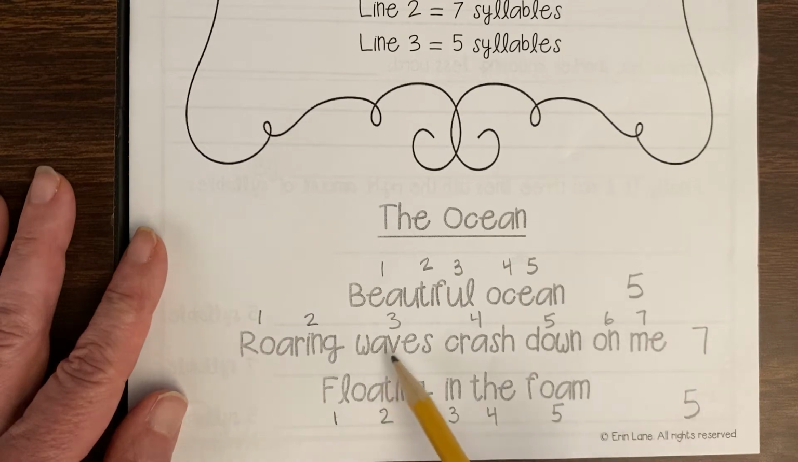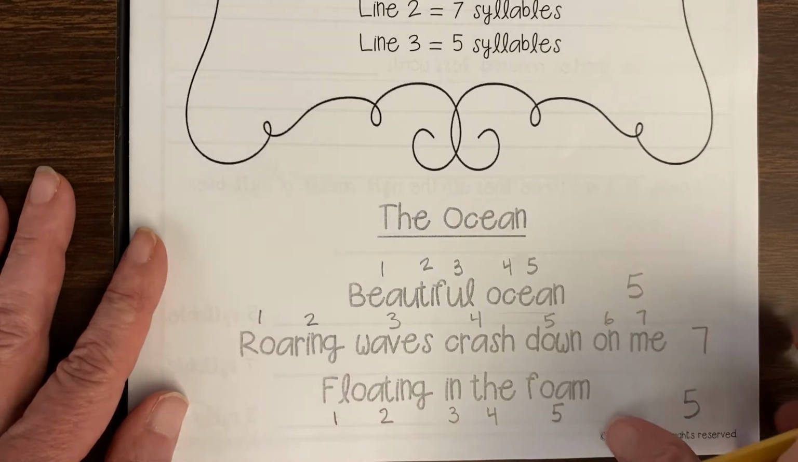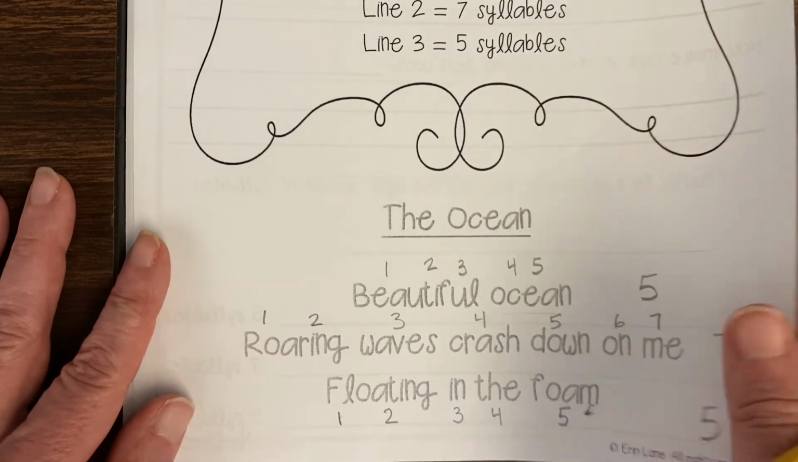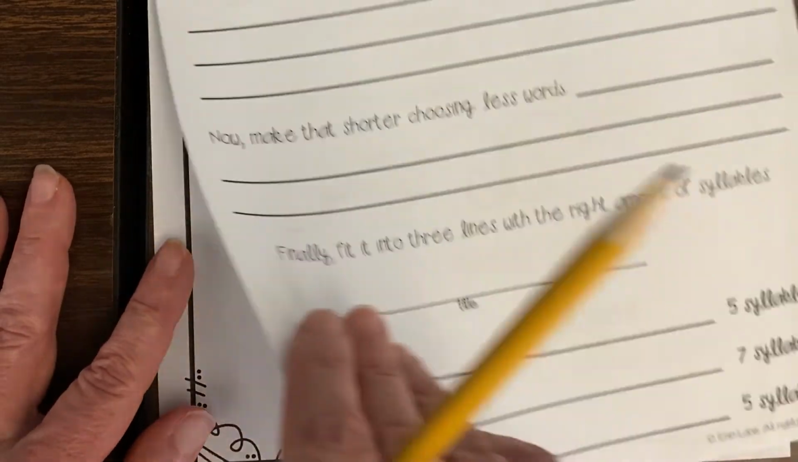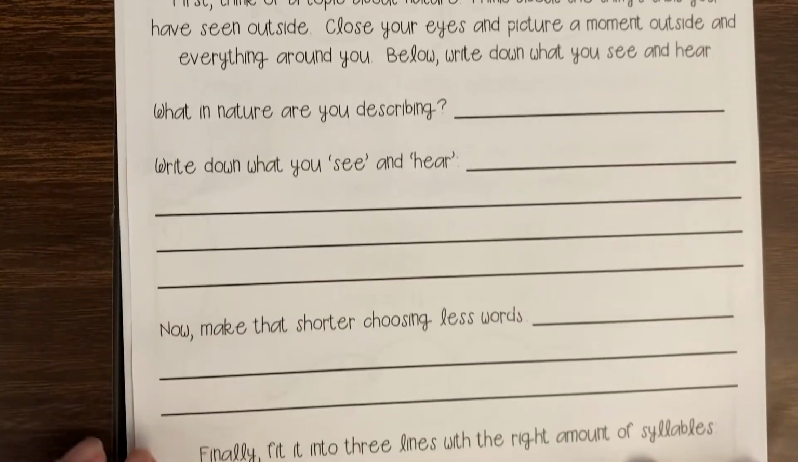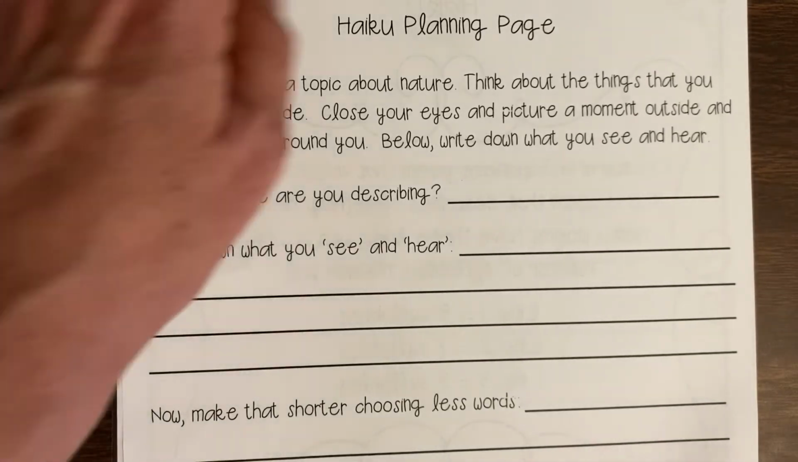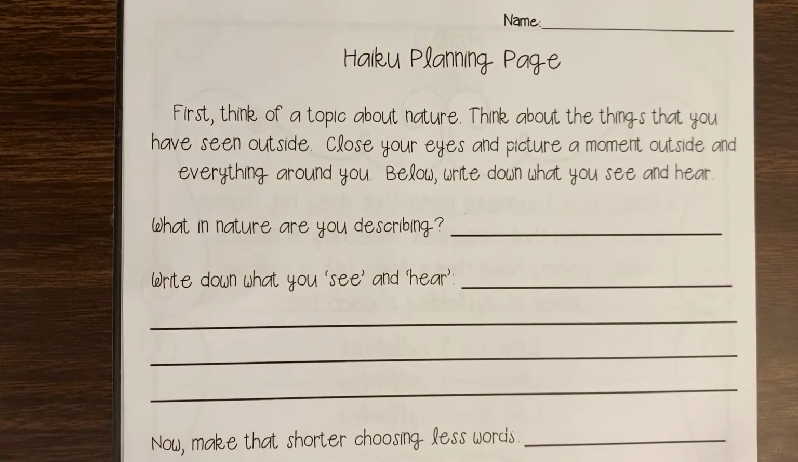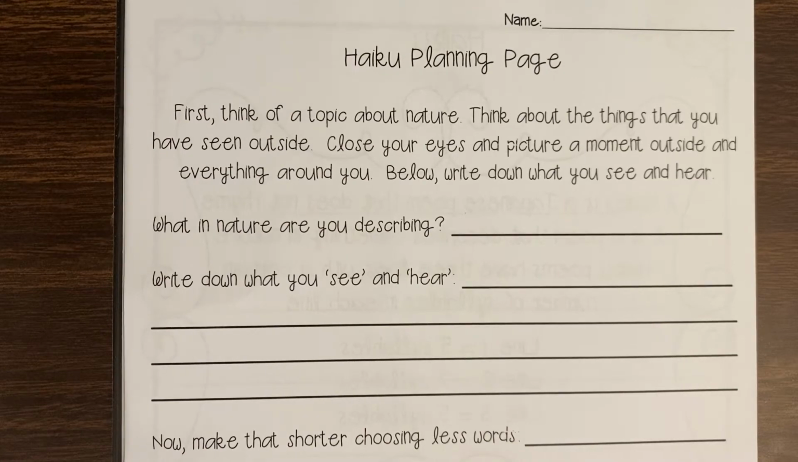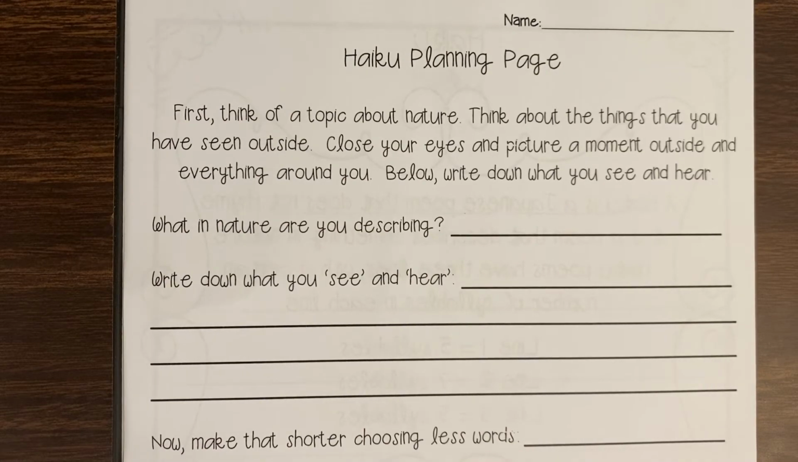Okay? You'll notice that the lines of a poem do not have to be complete sentences. They can be just words or phrases. Okay? All right, let's look at the next page. So this page, you have this page in your folder as well. This is the planning page. So when you think about what you would like to write for your haiku, you plan on here.